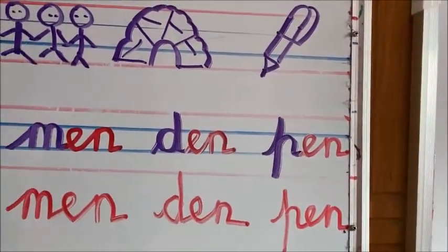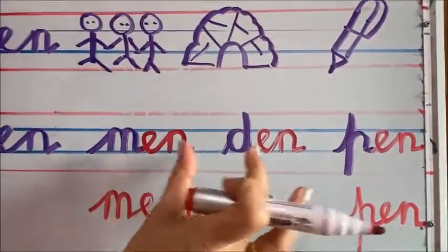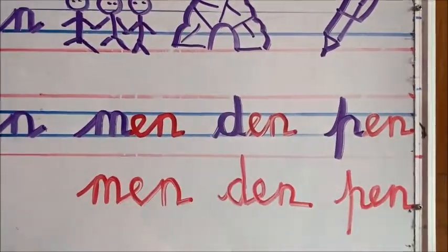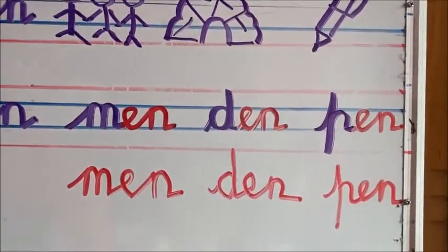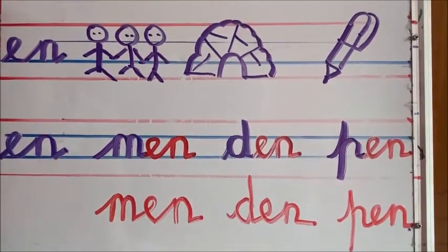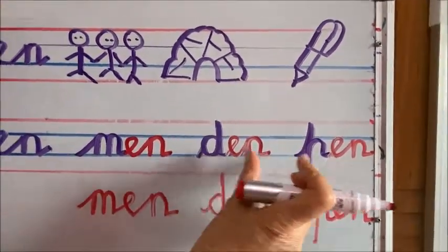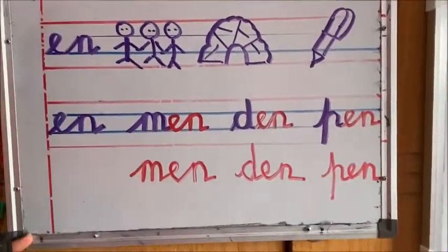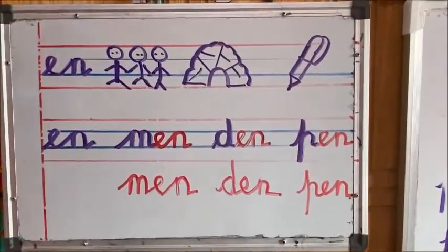So how many words did we make? Men, den, pen. No need of learning ten, okay children? That you will learn in the number book. So men, den, pen. All right children? So this is your written part.